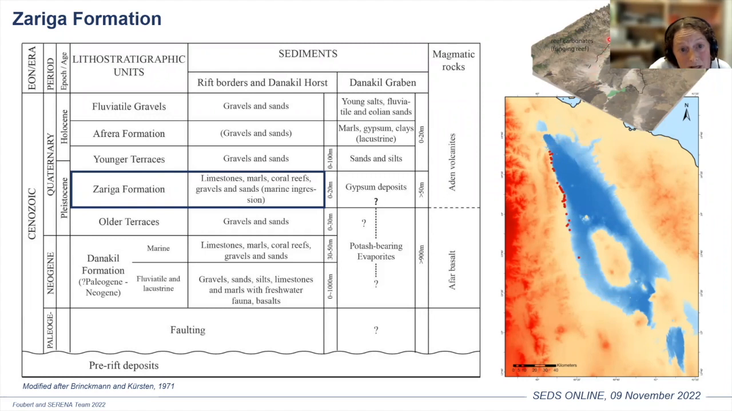And you can follow those deposits across the whole margin. What you see here is what we would call the Pleistocene Danakil Sea. So it's the 0 meter sea level of nowadays, but it's also outlining the surface of the Pleistocene Danakil Sea. So let's have a look at some outcrops at the western margin of the Danakil Depression, indicated on the map here with red dots.